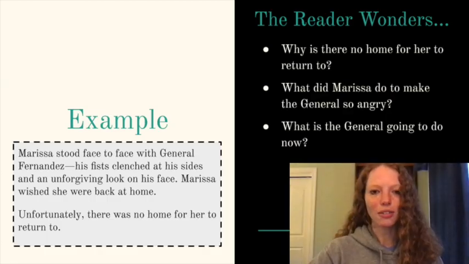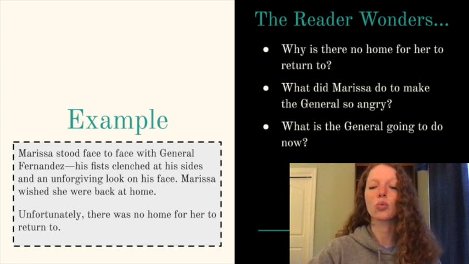Here's our example of in medias res. Marissa stood face to face with General Fernandez, his fists clenched at his sides and an unforgiving look on his face. Marissa wished she were back home. Unfortunately, there was no home for her to return to.